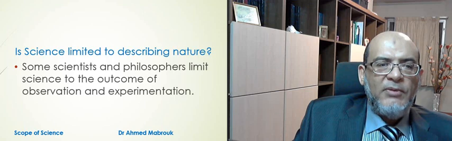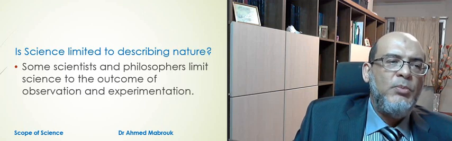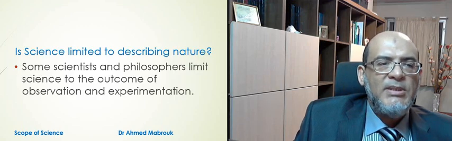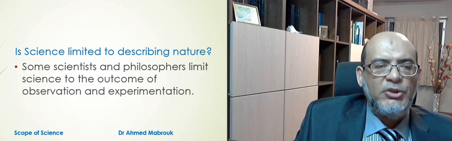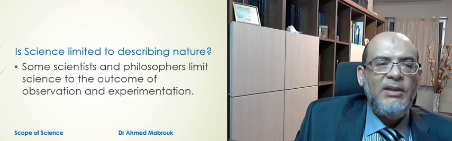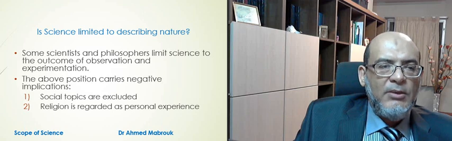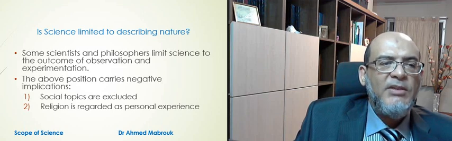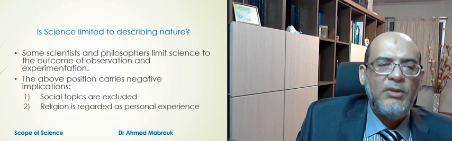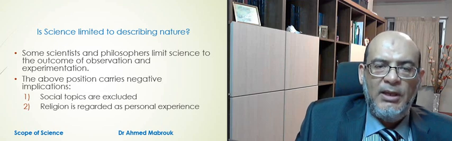Some scientists and philosophers feel that science should be based only on observation and experimentation, which basically limits science to the description of nature. From my point of view, I don't think there is any valid reason for that restriction. Additionally, this position carries some negative implications. One of them is the exclusion of social topics. We shouldn't then consider social topics to do proper, reliable science.